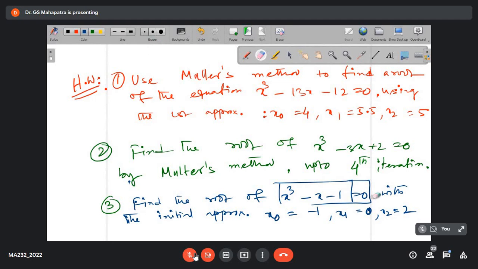These are the 3 homework, okay. Minus 1, 0 and 2, okay. So I will not check over, okay. These are the 3 homework, no need to submit, okay, for practice purpose only.